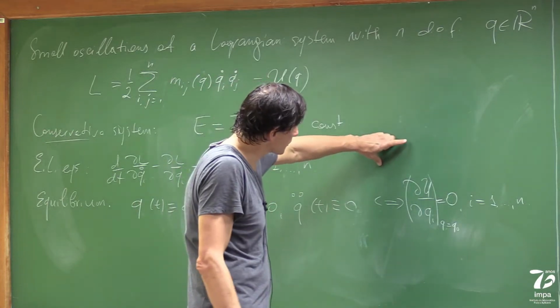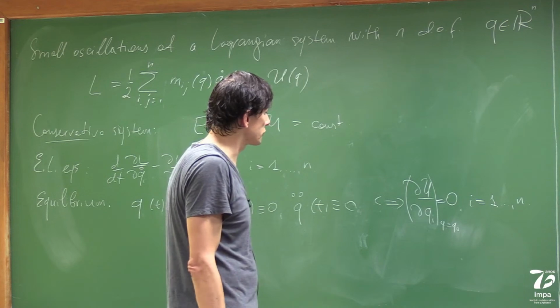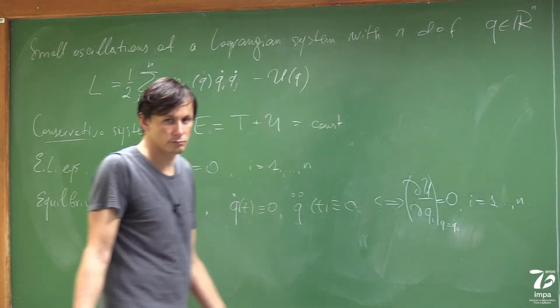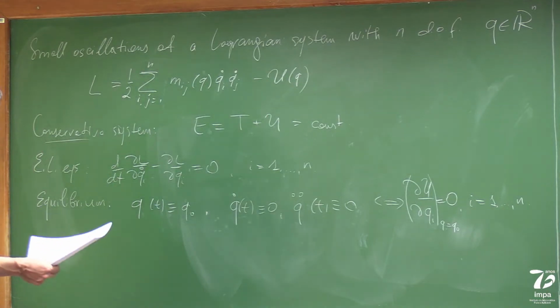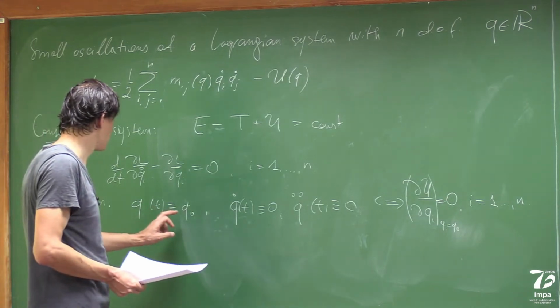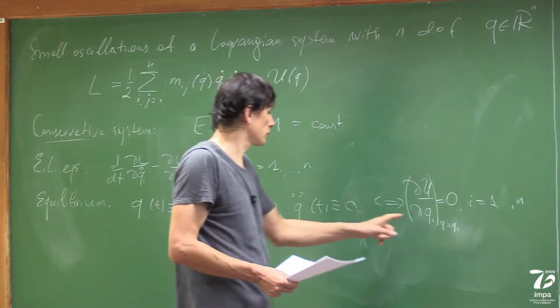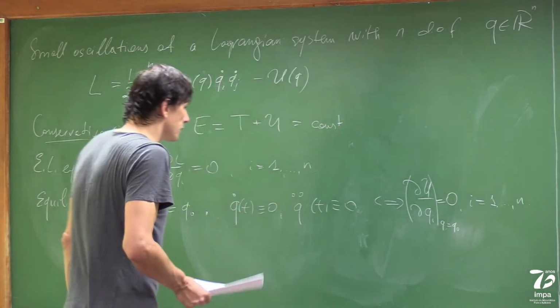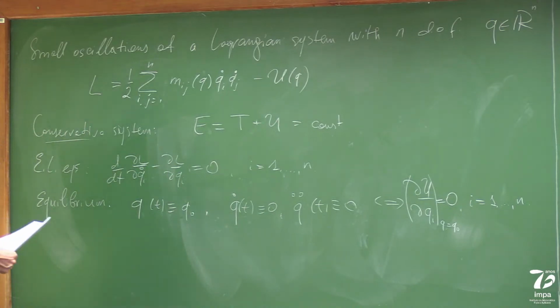And if you remember, the derivatives of the potential energy are what we call forces. So it just means that all forces are 0. That's a very natural condition. So the point at which all forces are 0 is equilibrium. But in variational form, it's the condition that the gradient of the potential energy is 0. So what do we do next?